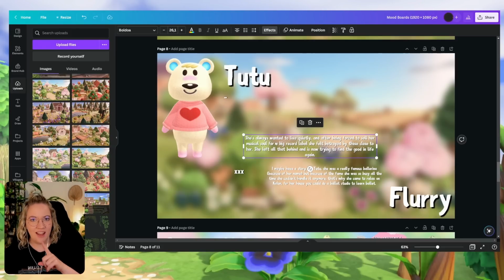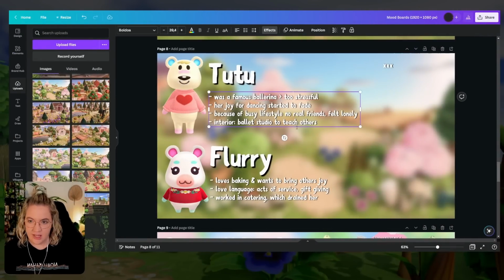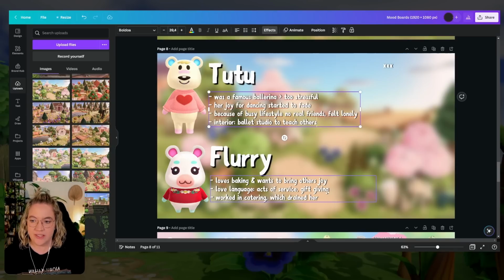Okay, let's put that into words. All right, so Tutu was a famous ballerina, but it was way too stressful for her. There is a typo right here, there we go. Her joy for dancing therefore started to fade, and because of that busy lifestyle, she also had no real friends and felt very lonely. And as for her interior, just as a note for us later on, it is going to be like a ballet studio or like dance studio to teach others.